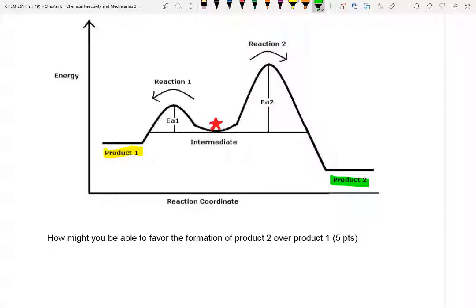Reaction 1. Why? It's got a lower activation energy. If we look at this activation here, that's a much, much lower hill to climb than this activation energy over here. So we've got kind of competing interests at stake. On one hand, the activation energy to get to product 1 is lower, but product 1 is less stable than product 2. Does that make sense? Does anybody have an idea for how we might be able to favor product 2 over product 1?